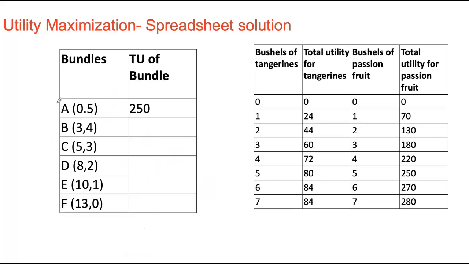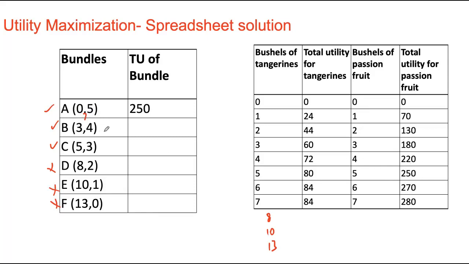We have our bundles A, B, and C, which we are interested in. D, E, and F are redundant because we will never want to consume the 8th, 10th, or 13th unit of tangerines. So these are just out of the question. Bundle A is 0 tangerines and 5 passion fruit. So that gives me a total utility of 250.